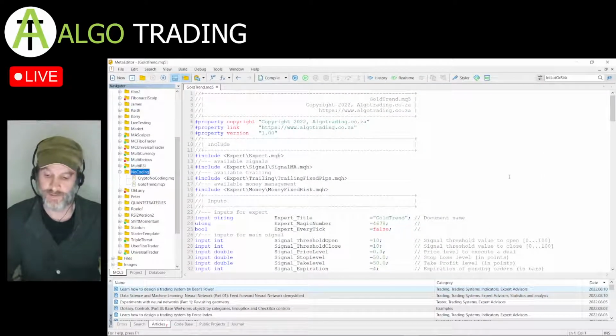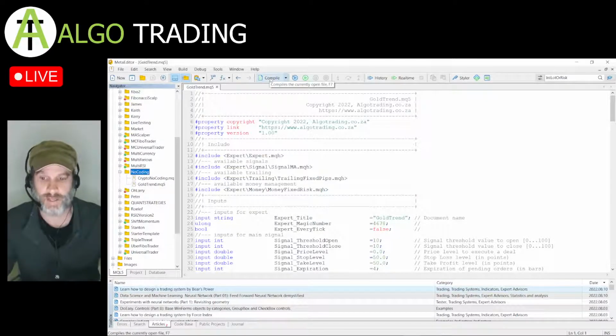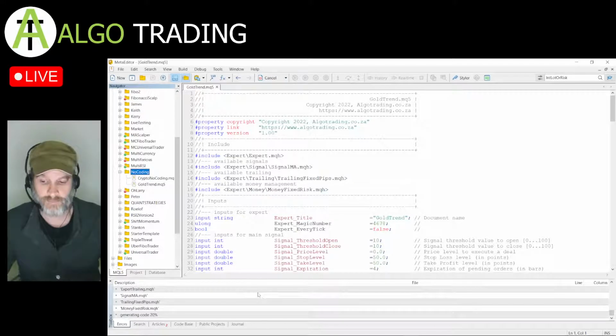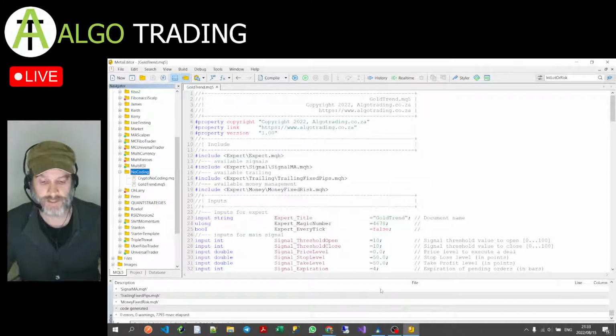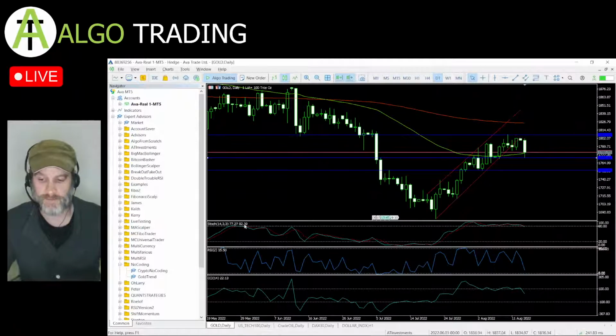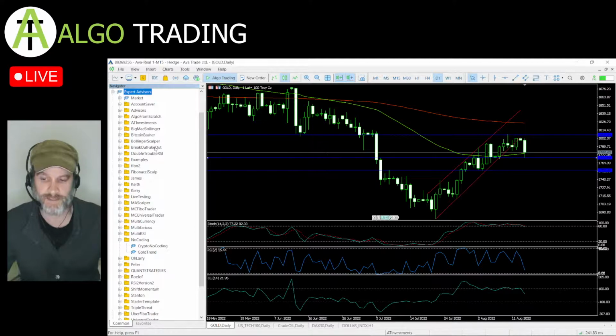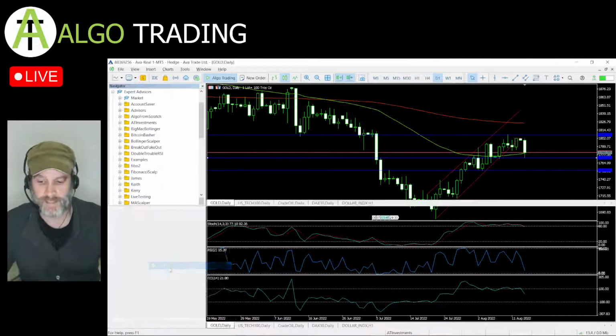Simple as that. I'll press Control S just to save everything. Now you click compile. You have to click compile in order for it to create an exe file out of the code. No error. It is compiled. Now under Expert Advisors you'll see all your folders, you'll see your no coding folder, and you'll see gold trend. You right click it and click Test.